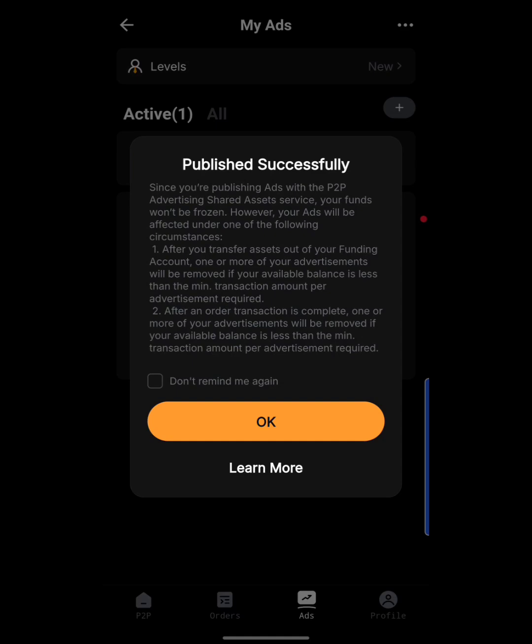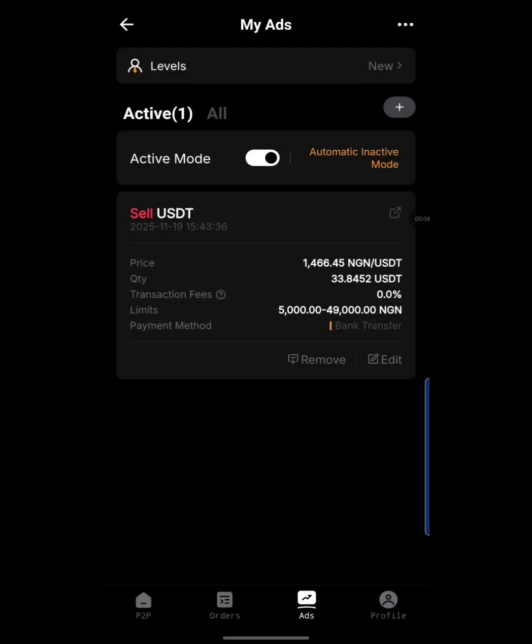Okay, so as you can see, this is just a warning right here. I'm going to hit on OK. So guys, this is my ad right here. My ad is currently active. Okay, I can actually remove my ad right now if I want to by hitting on the remove button right here. And also, if I want to edit my ad, I can also edit it right here by hitting on edit. That is basically how it is guys.